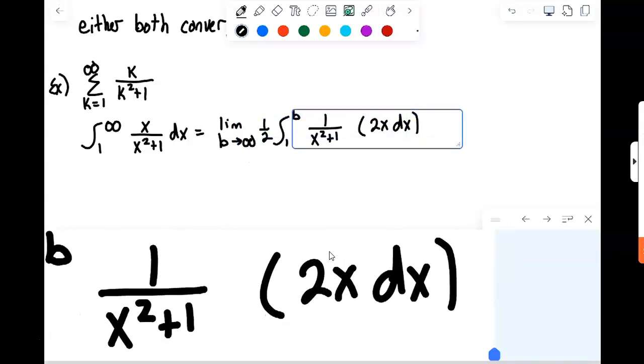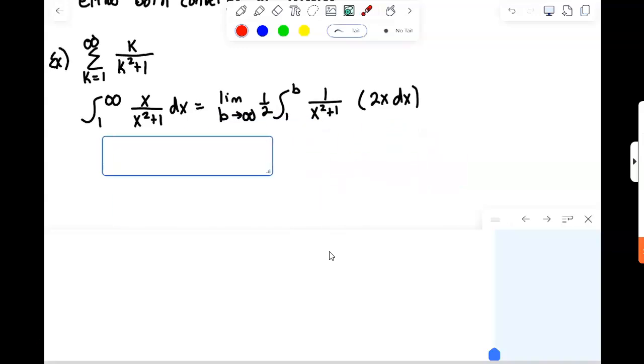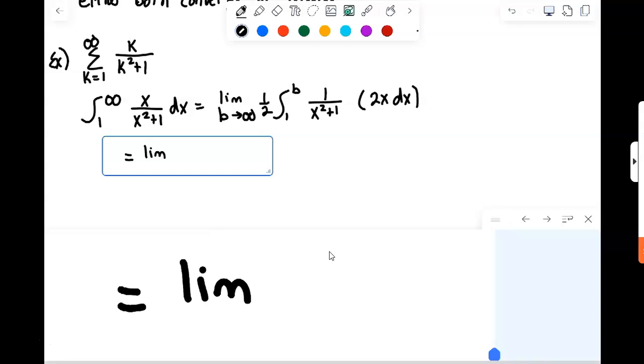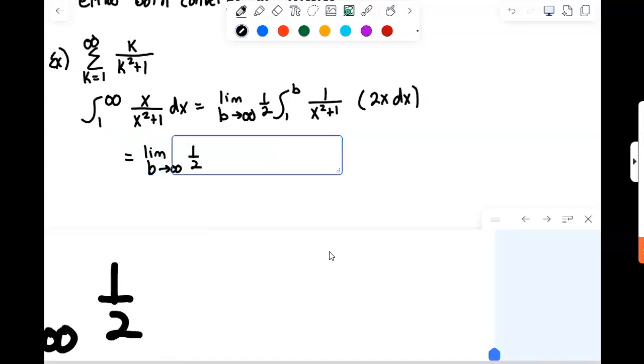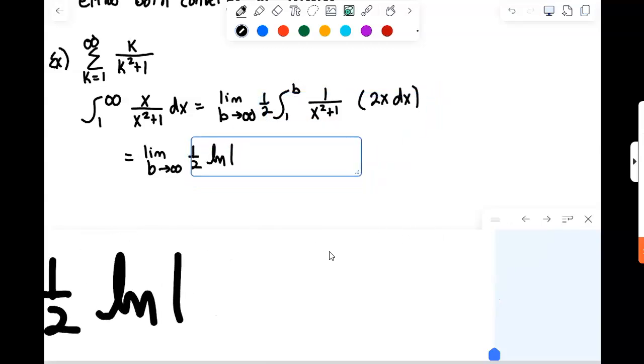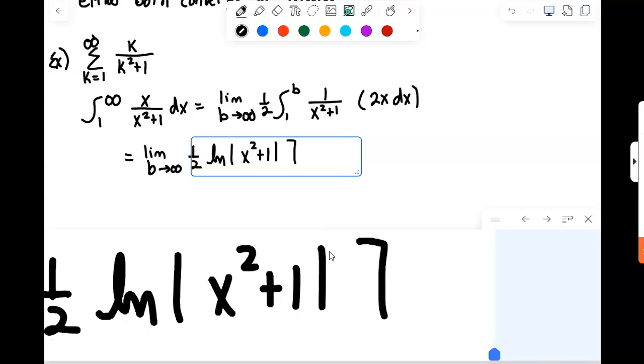So now I have 1 over u, and then du. So remember, the integral of 1 over u is just natural log. So this would be the limit as b goes to infinity of 1/2 times the ln of the absolute value of x squared plus 1, and that's going to be evaluated between 1 and b.